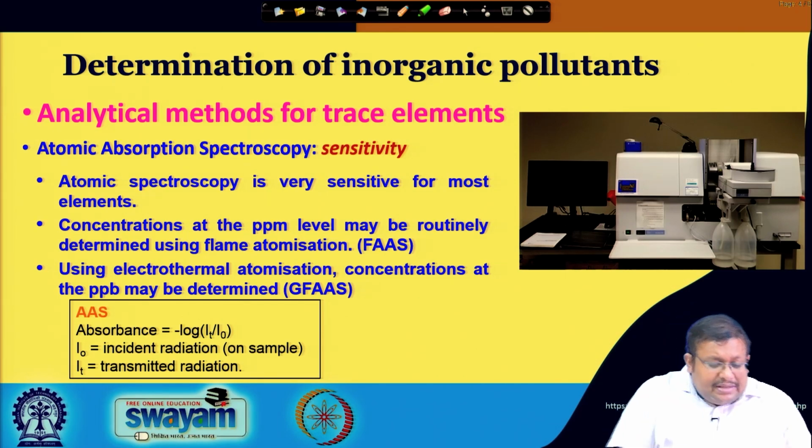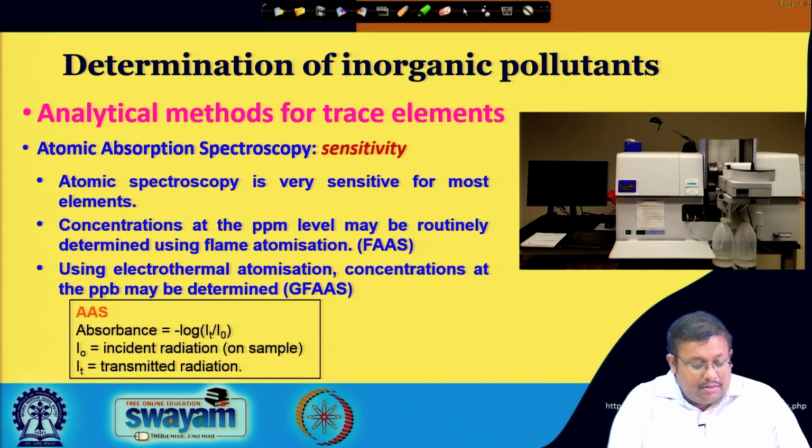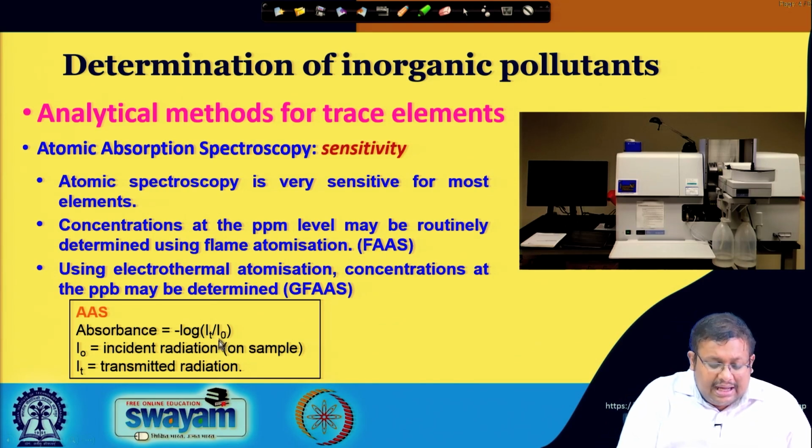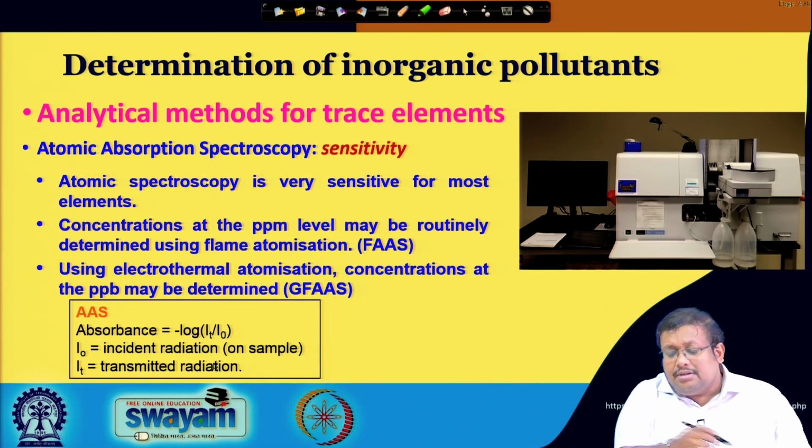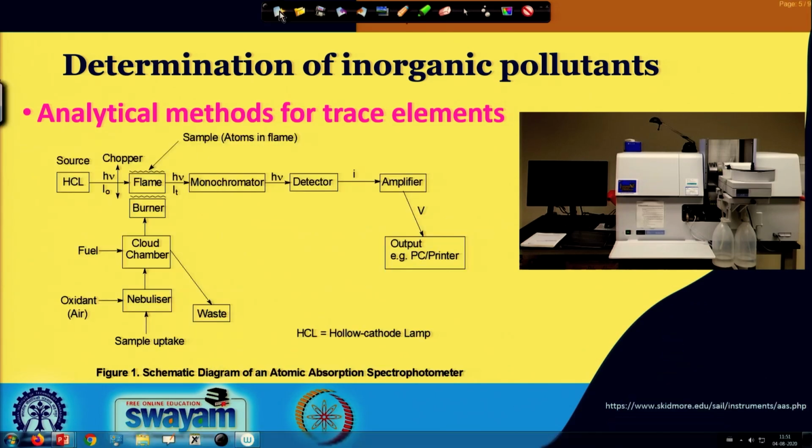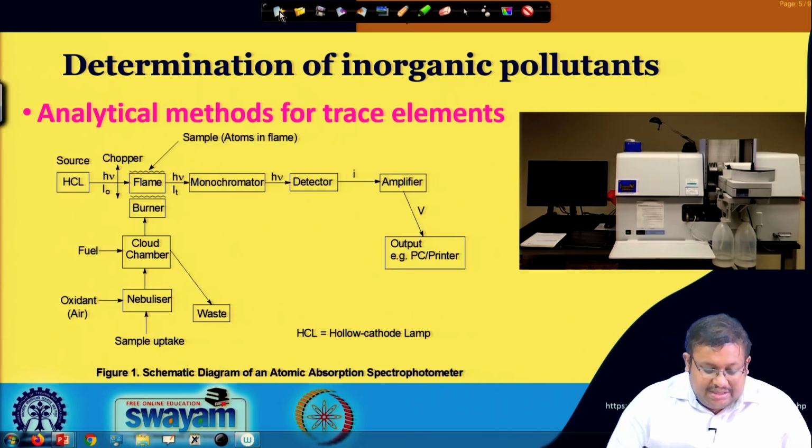Okay. Now, this is the principle of absorbance, you know all this. Absorbance is minus log of IT by I0, where IT is the transmitted radiation and I0 is the incident radiation on the sample. This is how atomic absorption spectroscopy basically works. This slide shows the schematic diagram of an atomic absorption spectrometer, and this is how it works.